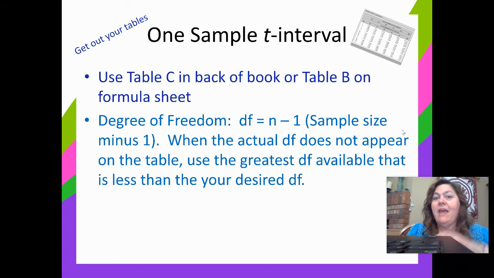If the actual df is not on the table because it quits counting by ones eventually, that would be forever, then what you do is you use the greatest degree of freedom available that is less than your degree of freedom. So if your degree of freedom was 62 and there's no 62 on the chart, then you would go to the closest one, which I believe is 60. But we'll pull up one right now.